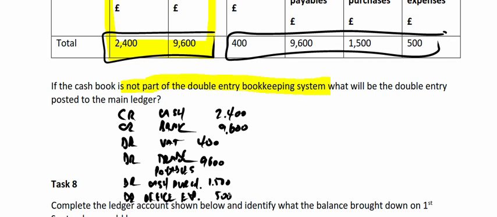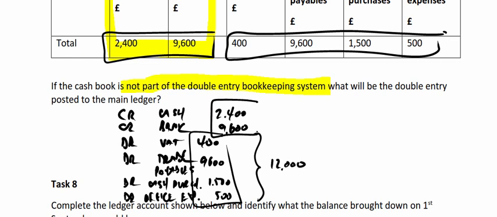And what you can then double check is that the debits we've posted from the analysis columns, if you add those four figures up, which gives me a combined total on the debit side of £12,000, you can double check that that balances against the two credits that we've posted, which also equal £12,000.